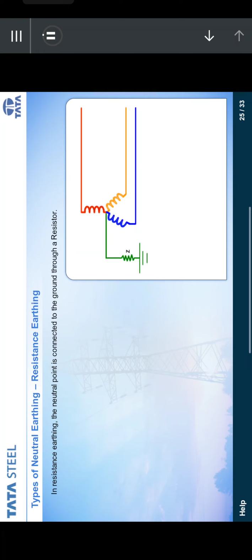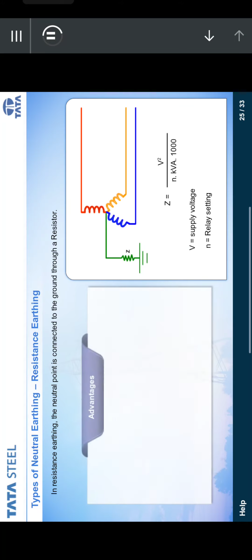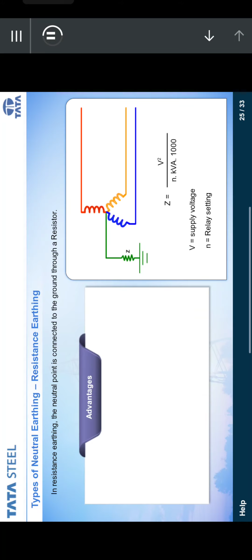In resistance earthing, the neutral point is connected to the ground by using a resistor. As you can see in this image, the winding here denotes the resistor. The impedance of the neutral resistance is given by the formula V squared divided by N times kVA into 1000. Here V is the supply voltage, N is the relay setting, and kVA is the kVA rating of the system. Let us look at the advantages of resistance earthing.